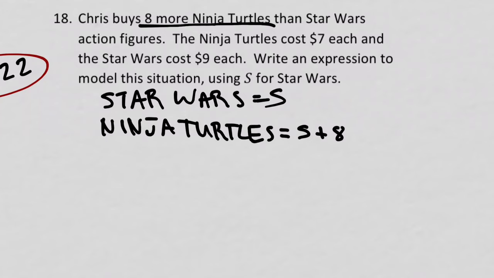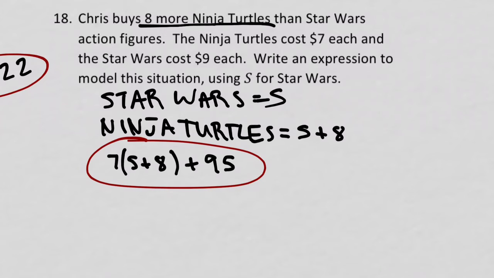So actually what I do is really simple. You multiply $7 per Ninja Turtle times the number of Ninja Turtles, which is not N, it's S plus 8. Remember what we said. And 9 is for Star Wars. That one is S. That's what we agreed that it was going to be. There it is. 7 times S plus 8 plus 9S. Make sure you know this is an S, although it looks like a 5. Okay, that's an S for Star Wars.